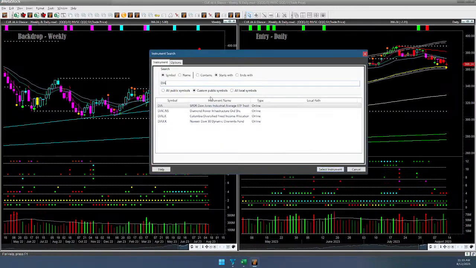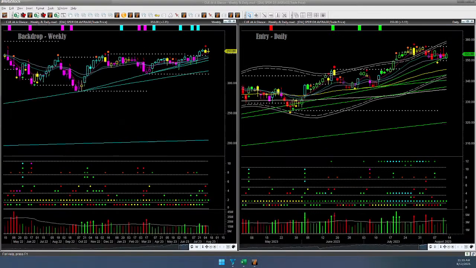Let's look at DIA. DIA is relatively stronger. It is not coming down for 3 weeks in a row. In fact, for 3 weeks plus 1, 4 weeks in a row, it is practically unchanged. We can see that in the weekly chart. The closing price is almost unchanged for 4 weeks.